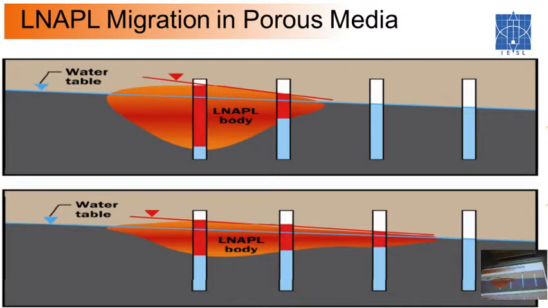So when you look at the amount of LNAPL released, there are two things we have to consider. One is the LNAPL saturation. The other one is the LNAPL gradients.